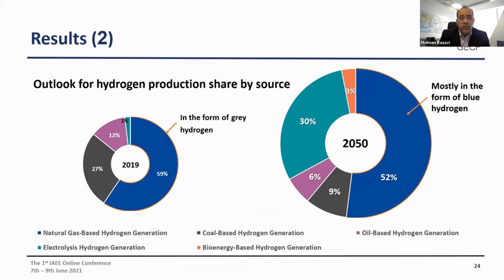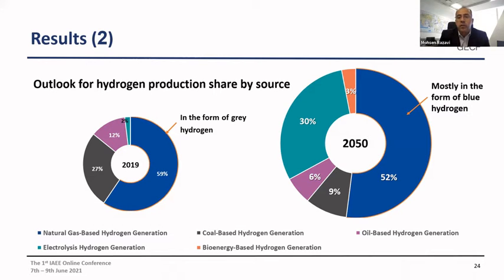So you see currently in 2019, more than 98% of the hydrogen is produced through reforming fossil fuels, even coal, oil, natural gas, without any carbon capturing. So for now, 60% is based on natural gas without carbon capturing, that is gray hydrogen. But by 2050, based on the scenario that we developed, we still see that most of these technologies will apply carbon capture and storage.